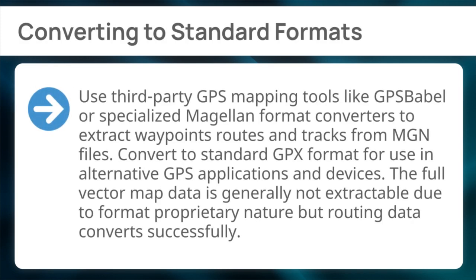Use third-party GPS mapping tools like GPS Babel or specialized Magellan format converters to extract waypoints, routes, and tracks from MGN files. Convert to standard GPX format for use in alternative GPS applications and devices. The full vector map data is generally not extractable due to format proprietary nature, but routing data converts successfully.